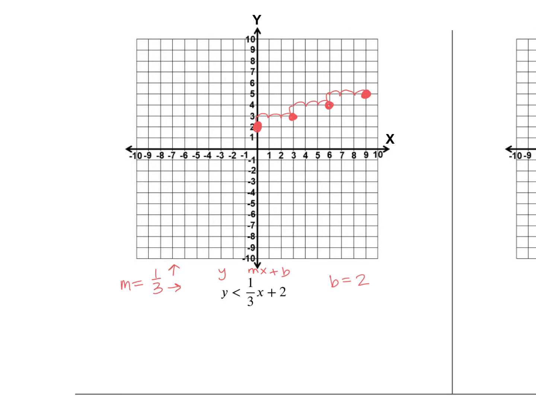So we look at our inequality. We have a less than sign. Since we have a less than sign, that means we are going to have a dotted line. If you look at that table in the top right hand corner, the less than sign tells us we have a dotted line. So I'm going to draw a line through here, but it's going to be kind of dashed like this.